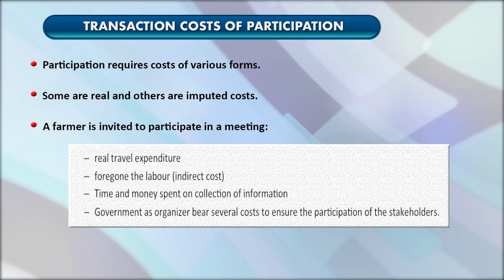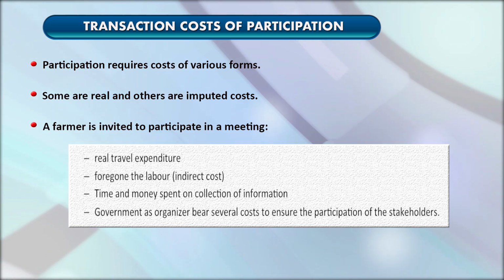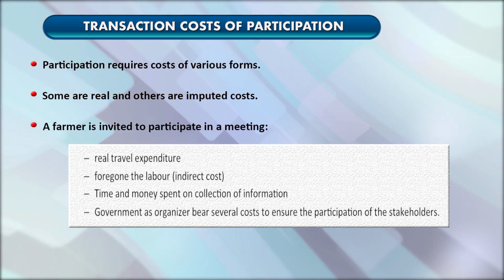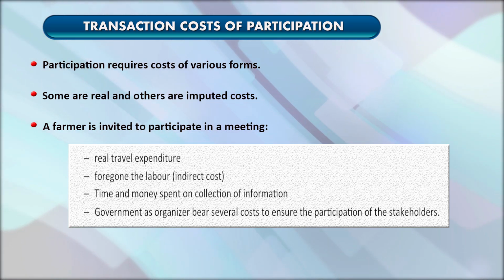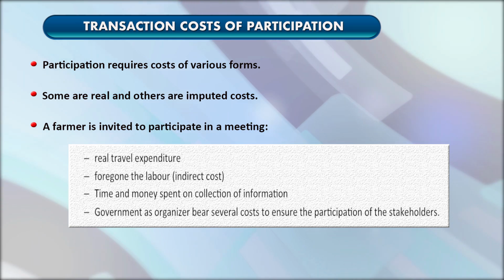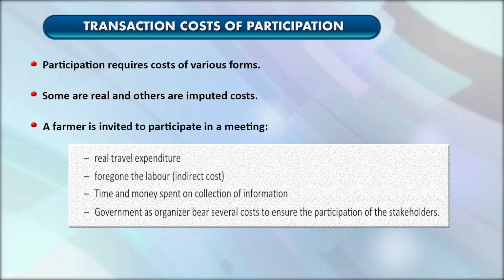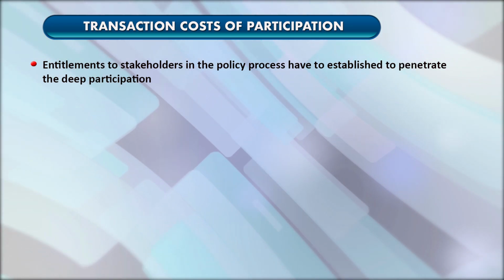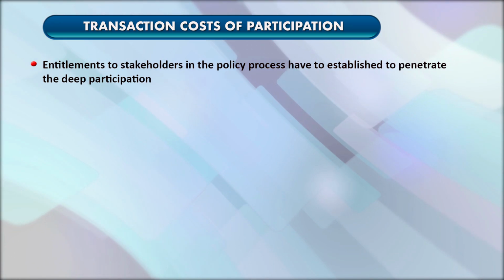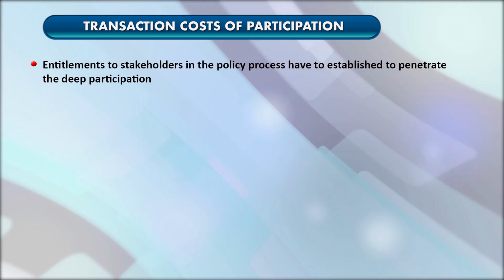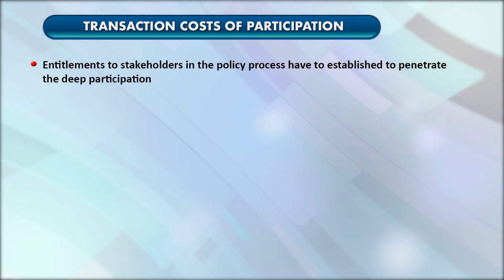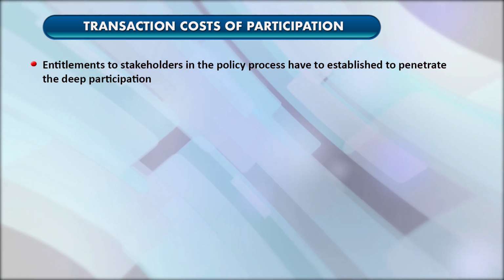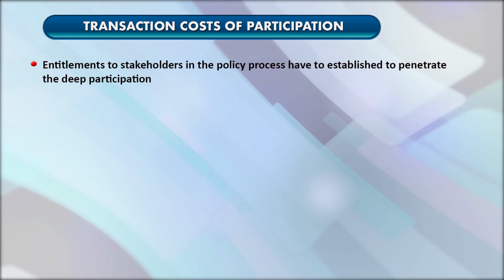And there is a cost on the government part also, as the government is basically the organizer, and they bear several costs to ensure the participation of the real stakeholders. When we talk about the transaction cost, we need to fix the entitlement of the stakeholders in the policy process, and we need to establish this entitlement in order to ensure deep participation.